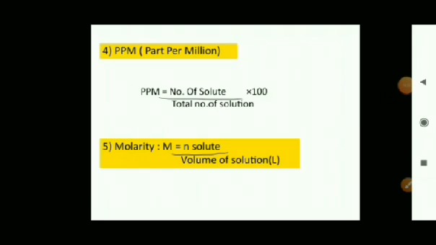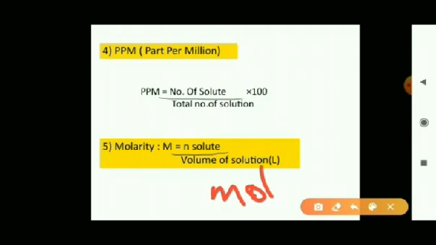So this molarity, n solute divided by volume of solution, can also be denoted in cubic decimeter, dm raised to 3, right? The unit of this molarity will be moles per liter. What will be the unit? Moles per liter. This is what the molarity is.